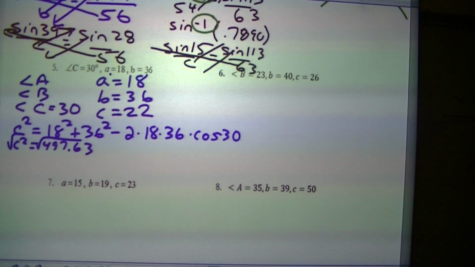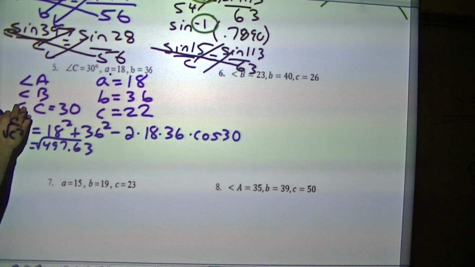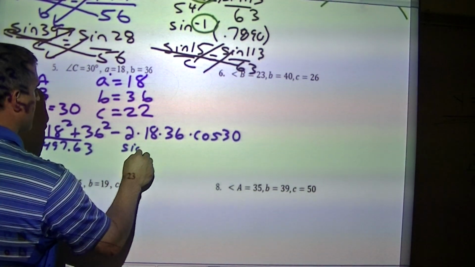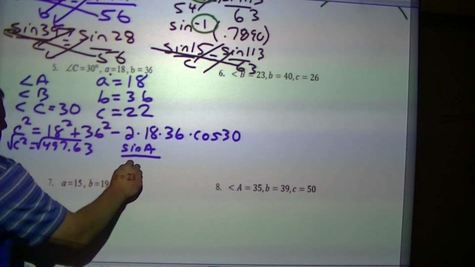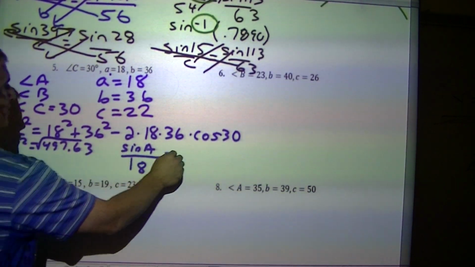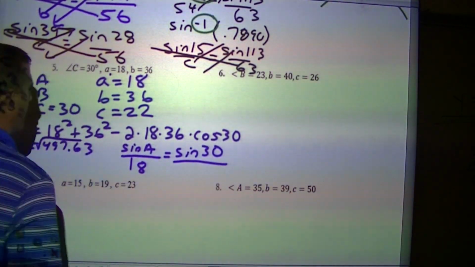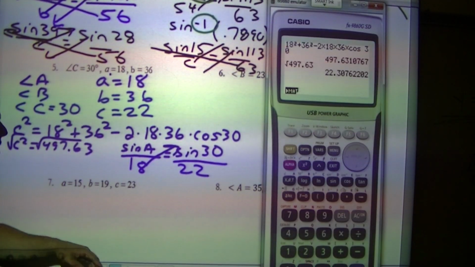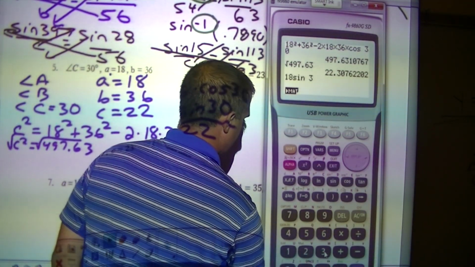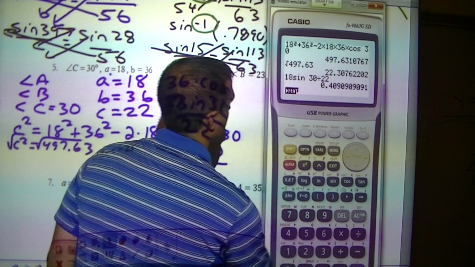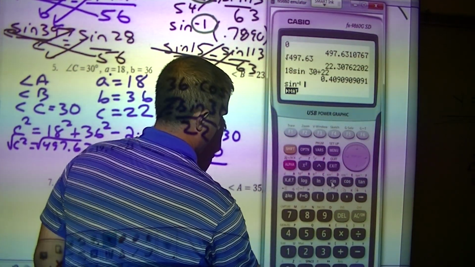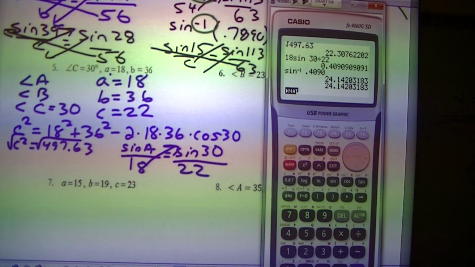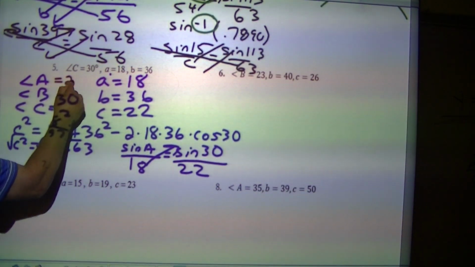Now, how do I get the remaining parts? What I can do is use the regular law of sines. So I'm going to do sine of big A over 18 equals, I'm going to use the one that I have, sine of 30 over 22. Once again, the 18 comes up, because I'm solving for the angle, I'm going to use the inverse. So 18 sine of 30 divided by 22. So if I do inverse sine of 0.4090, I get about 24. So that's about 24 degrees.